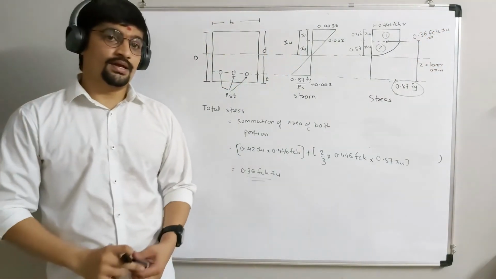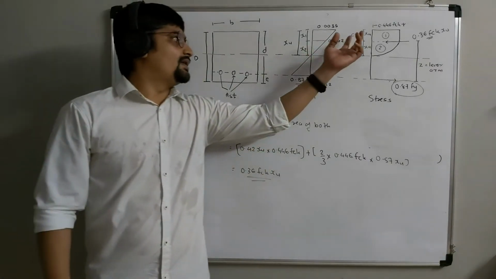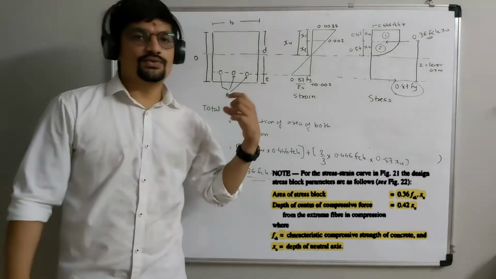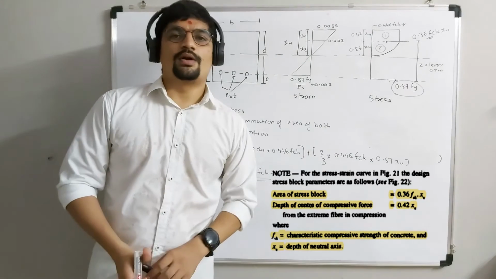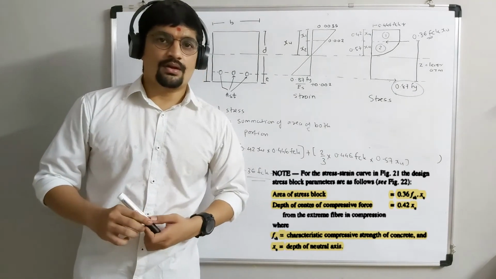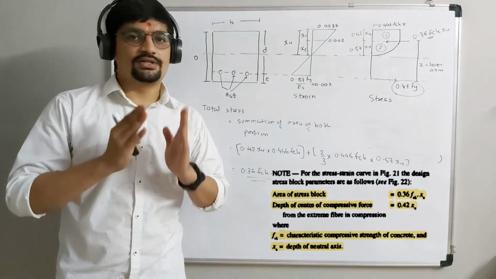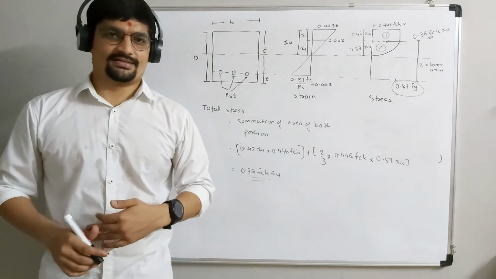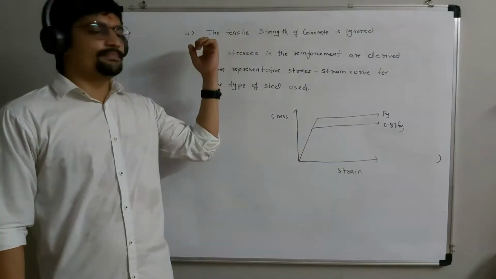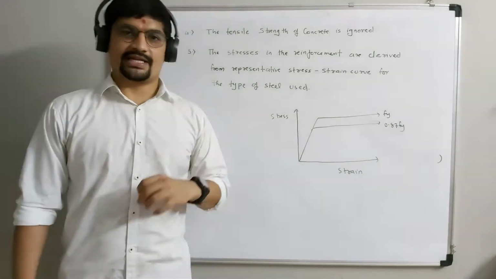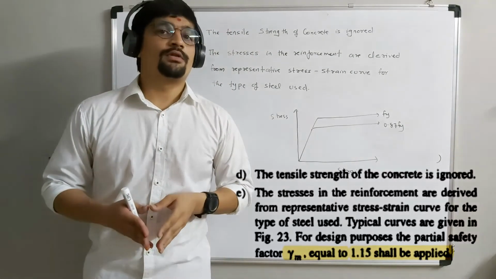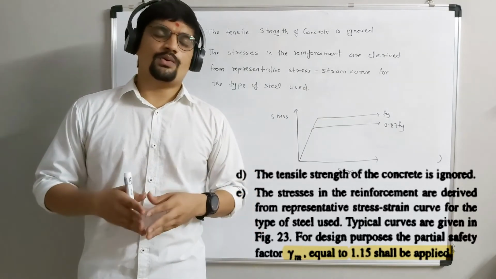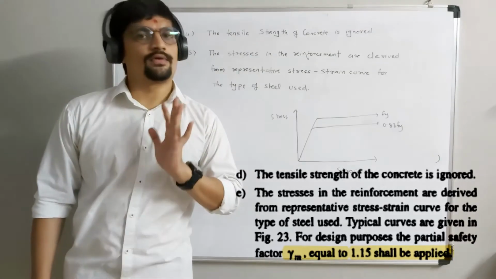I hope you understand that 0.42 XU comes from here, 0.57 XU comes from here, and the total compressive stress is 0.36 FCK XU, which is what the third assumption statement was proving. Now moving to the next assumption. The fourth assumption says that the tensile strength of concrete is ignored. Obviously it will be ignored because concrete is weak in tension, so the tensile strength of concrete is ignored.